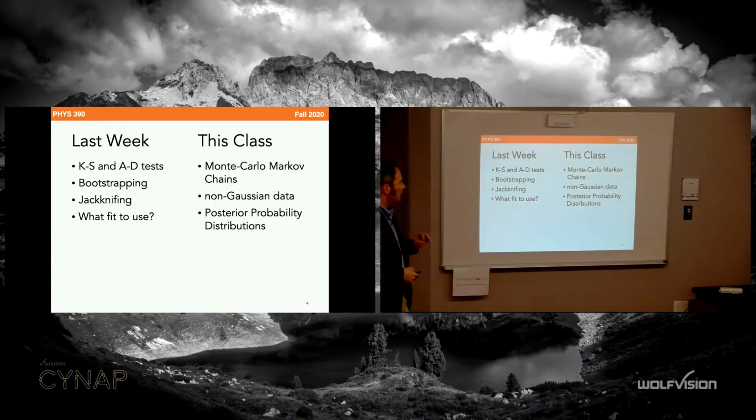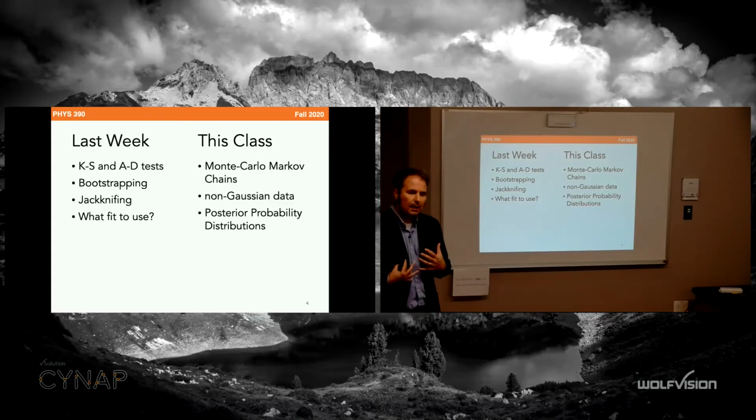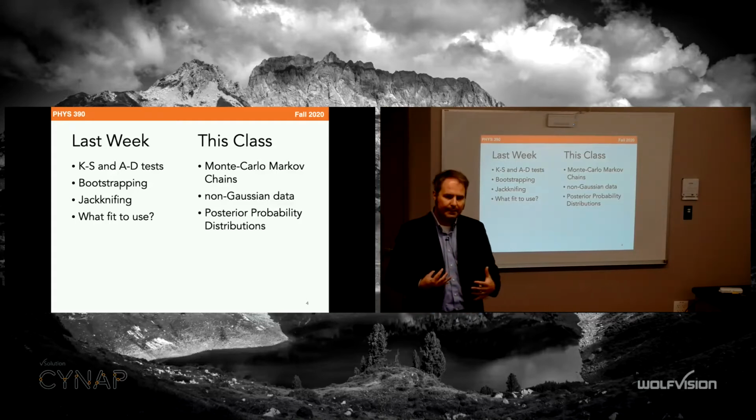Okay, so last week we talked about the Kolmogorov-Smirnov and Anderson-Darling tests. We talked about bootstrapping and jackknifing and what fit to use. Bootstrapping and jackknifing are ways to subsample or resample your data, and the Monte Carlo Markov chain is essentially an expansion of that idea.